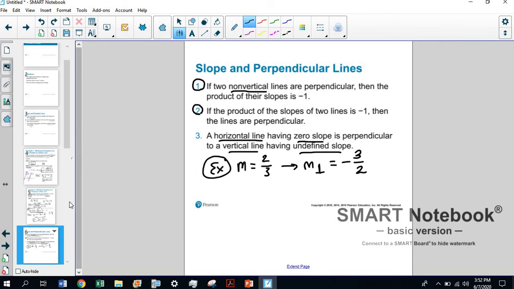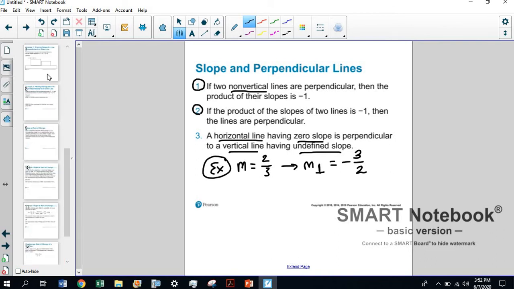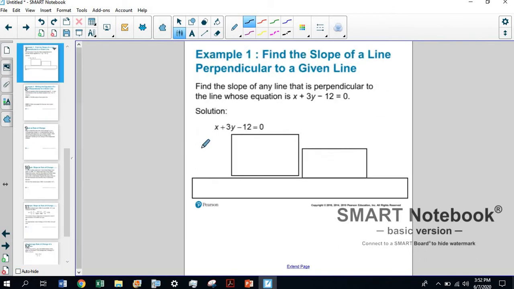Okay? So if you want to see how that works out, we want to find the slope of a line that is perpendicular to the line whose equation is x + 3y - 12 = 0. Well, the first thing, what do you have to do?